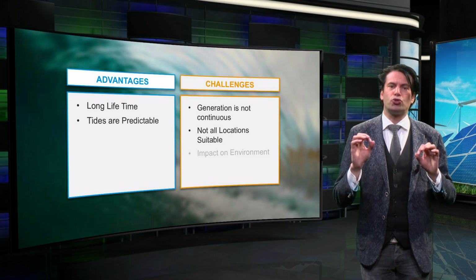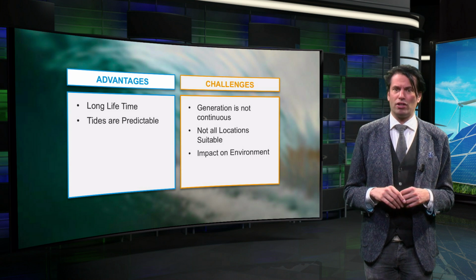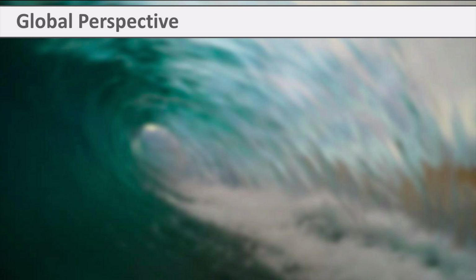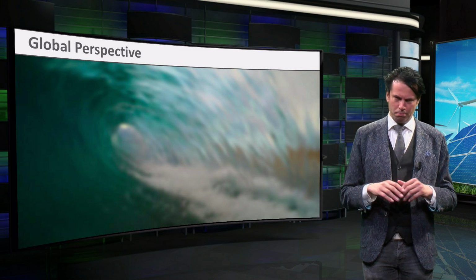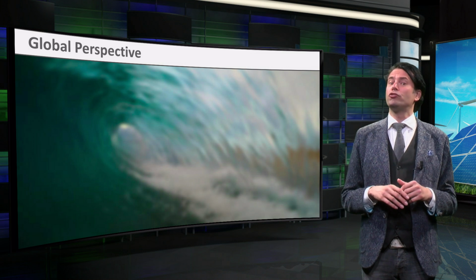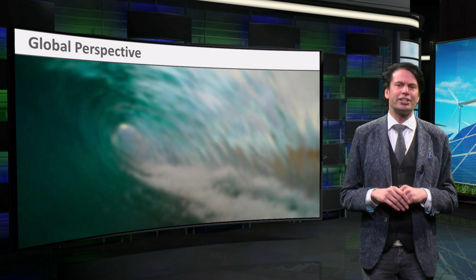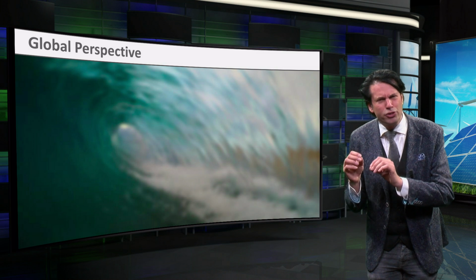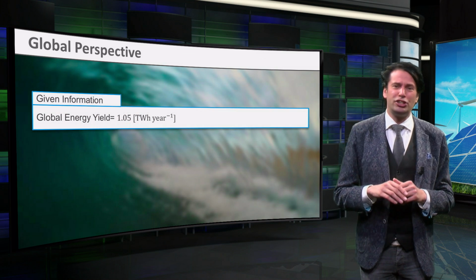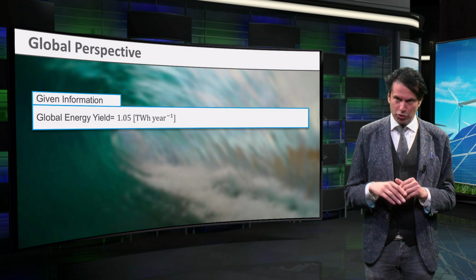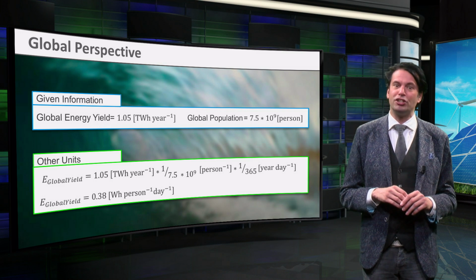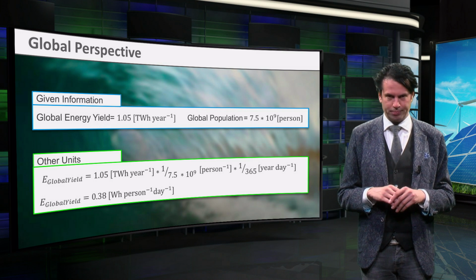In addition, the construction of a tidal plant and reservoir will have a large impact on the surrounding flora and fauna. Only a few tidal plants exist all over the world. They have a combined capacity of around 500 megawatts. This is why the contribution of tidal energy to the world's electricity production can be ignored. According to our previously calculated capacity factor, this results in an annual yield of 1.05 terawatt hours per year. The global yield per person per day equals a small value of 0.38 watt hours.